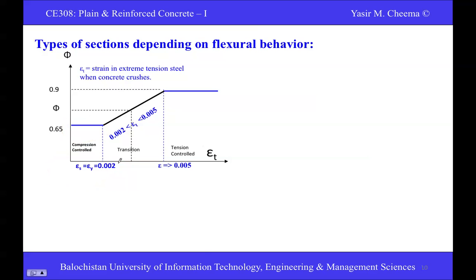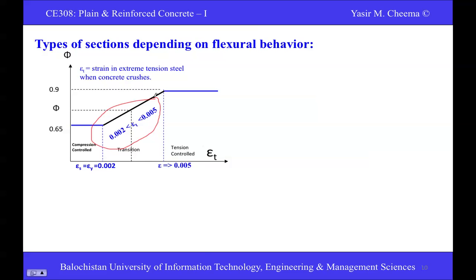Similarly, for the tension control criteria, the epsilon value ranges between 0.002 to 0.005. The same concept applies from the examination point of view. I may say either tension control criteria, transition control criteria, or give the range of this one. And the third way, I can give the value of the phi factor there.